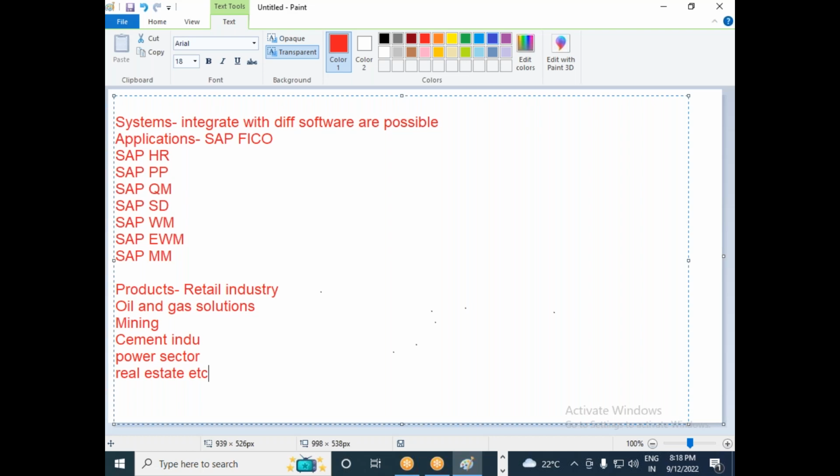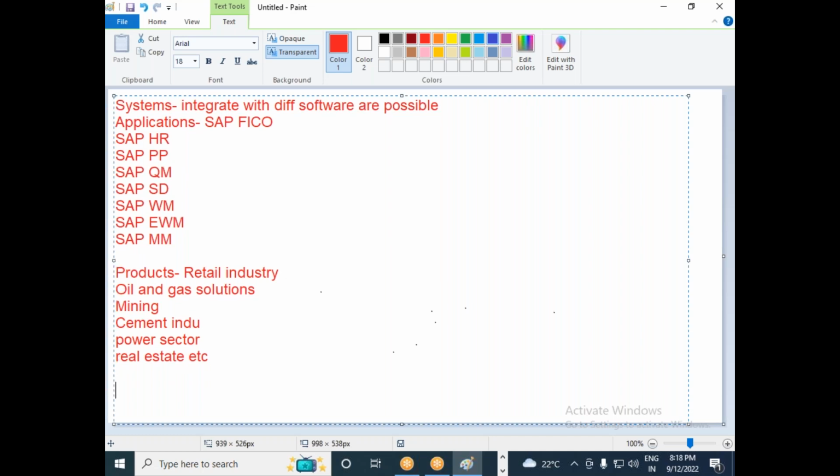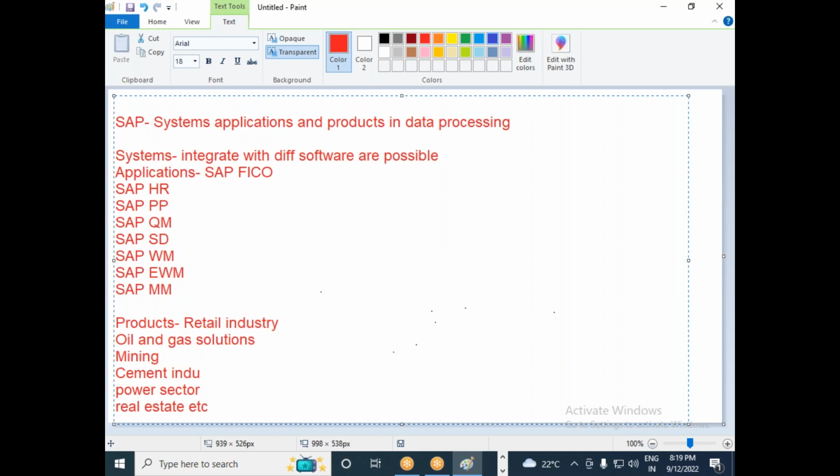So we have SAP supporting all these industry requirements, which we can call products. There are various industry sectors in the market, and all those industry sectors will be supported by SAP as a software product for their day-to-day activities or transactions.